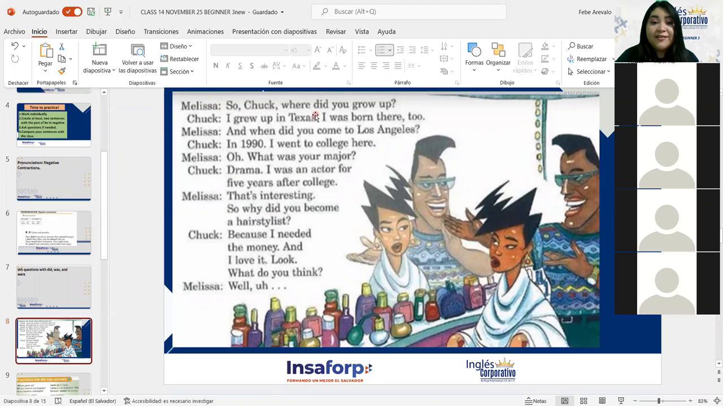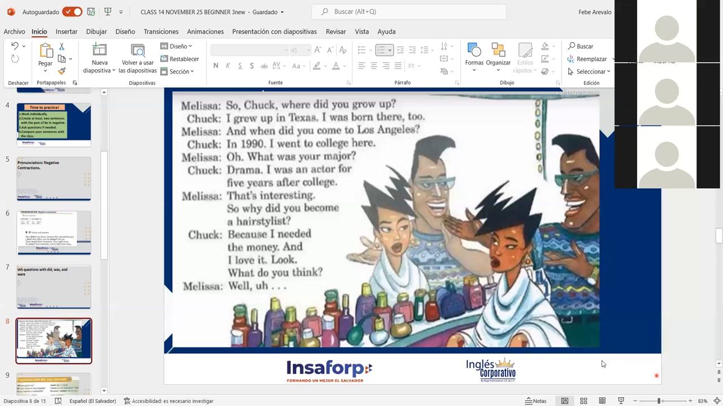Melissa: So, Chuck, where did you grow up? Grow up. Aquí estamos en present. Grow up. I grew up, past, este es pasado, I grew up in Texas. I was born there too. And when did you come to Los Angeles? In 1990, I went to college here. Oh, what was your major? Drama. I was an actor for 5 years after college. Remember this word, college, right? College. That's interesting. So why did you become a hairstylist? Because I needed the money. I needed the money. And I loved it. Look, what do you think? Well, all right. She's not gonna pay that card.